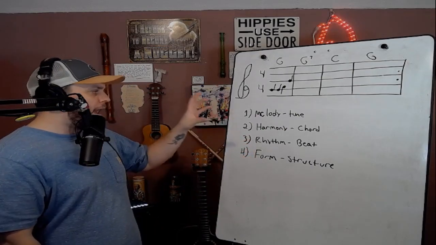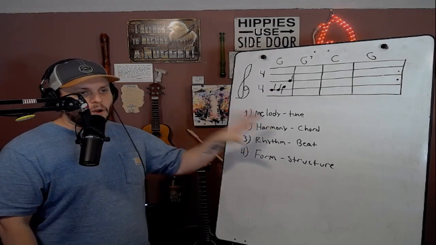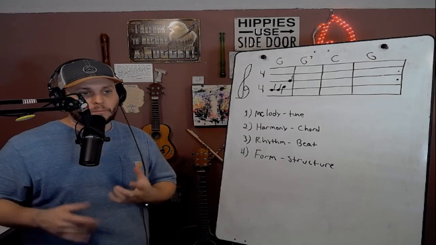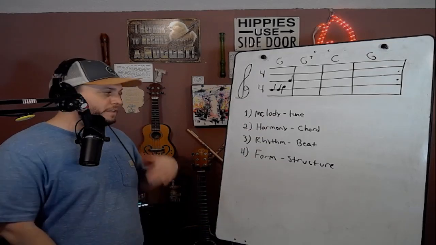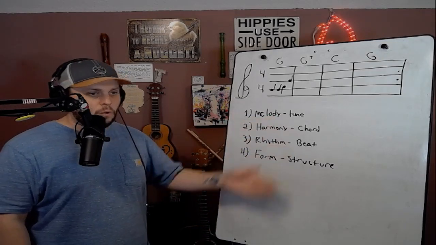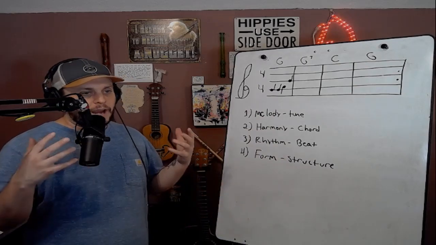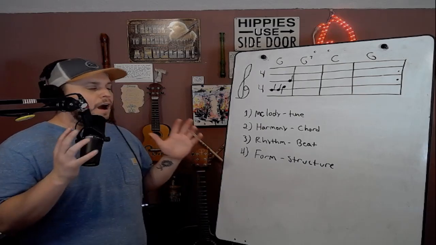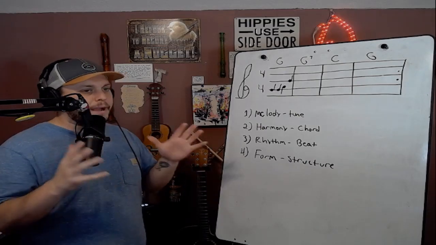There are 4 elements that are going on in most songs at all times. There's the melody or the tune. That's the thing that one would sing or play on an instrument one note at a time. You have the harmony or the chord, and those are the backup notes that create the underbelly of the notes that back up the melody.